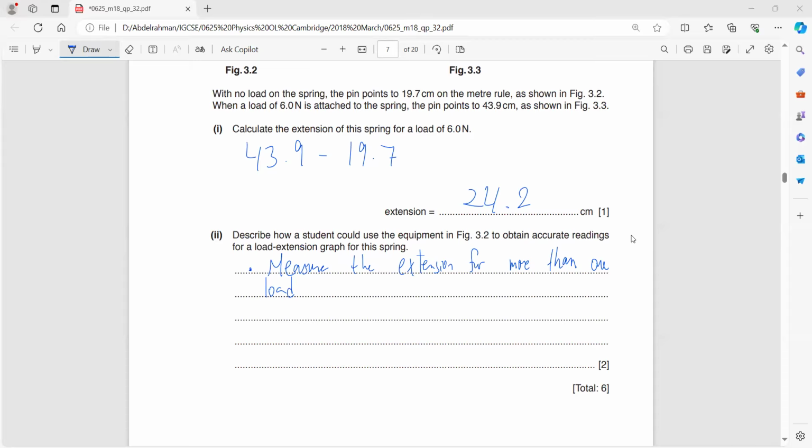You should repeat and take the average. Okay, you have to repeat and take the average, and then take the reading. You can say also take the reading perpendicular. Repeat and take the average. You can also take the reading perpendicularly.